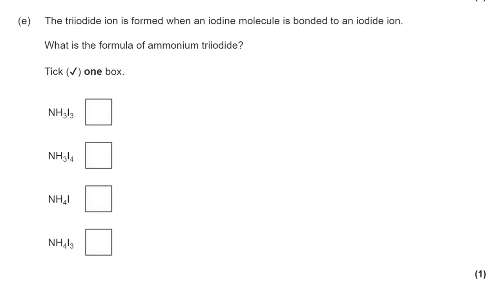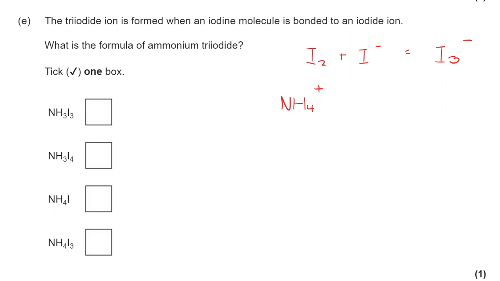When we move on to part E, we are given quite a lot of information here that we need to work through to fully understand what we're looking at. A triiodide ion is an iodine molecule bonded to an iodide ion. Now we know that an iodine molecule has no charge, and an iodide ion has a -1. So the I3- you would be expected to recognise would be a -1 charge.